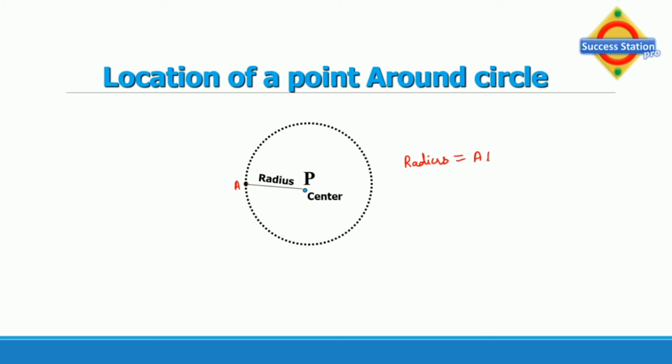AP, right? Now if something happens, like if any point is over here, and if we try to join it to the center P, and this point is B, so obviously we can see the length of BP is greater than AP. So B lies outside the circle. B lies outside the circle.